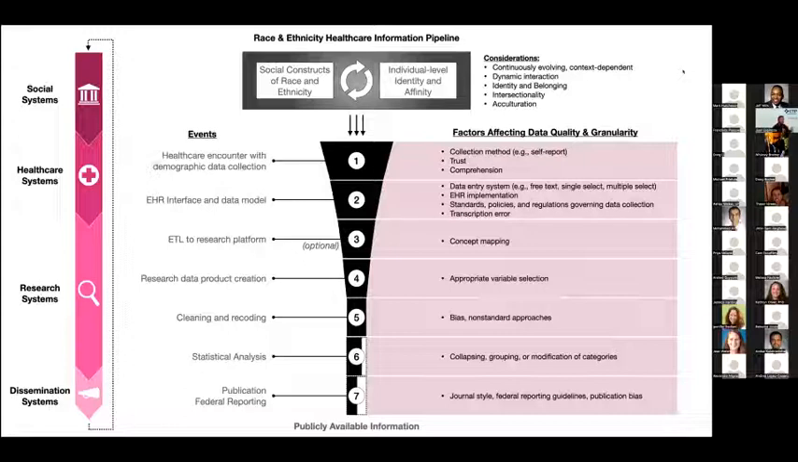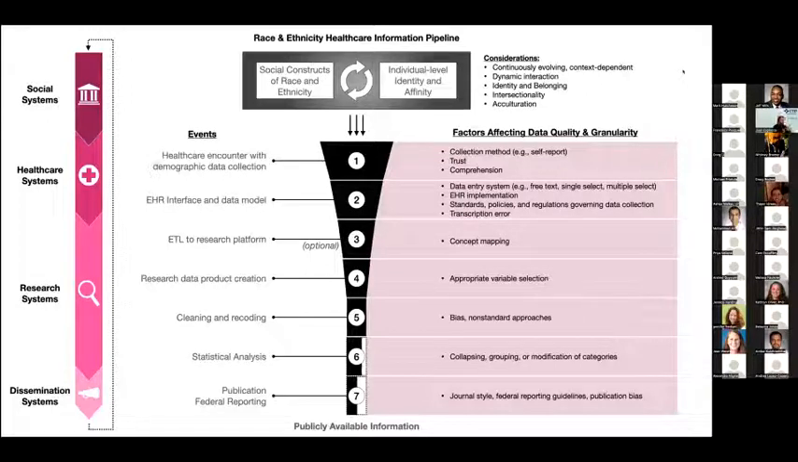The collection method, was it self-report versus a staff member made a choice on behalf of the patient? Is there trust between the provider and the patient? Is there comprehension? Did we actually accurately get across what is the information we are trying to capture and why it matters? Then you start getting to some of the technical issues, right?